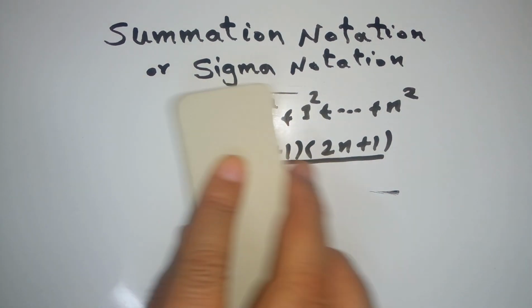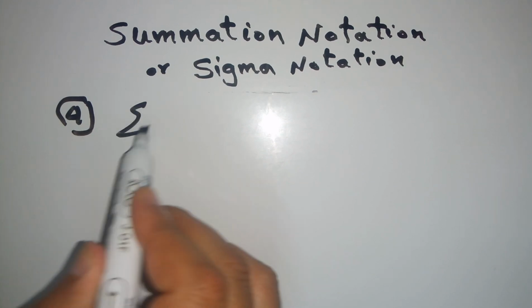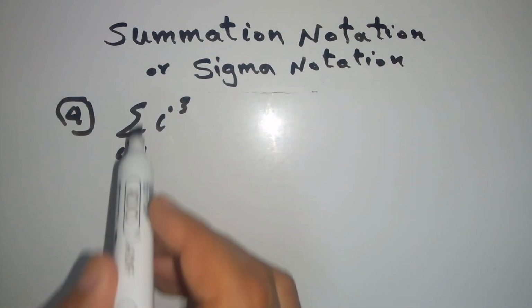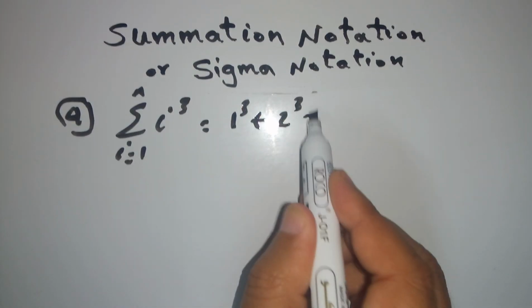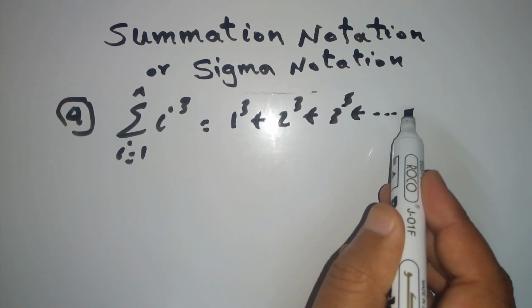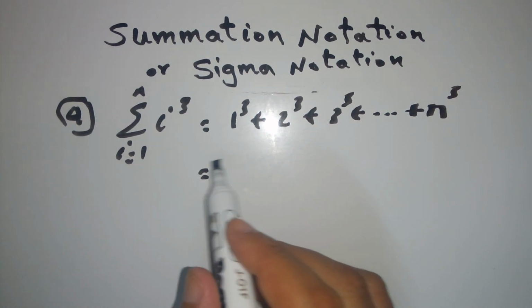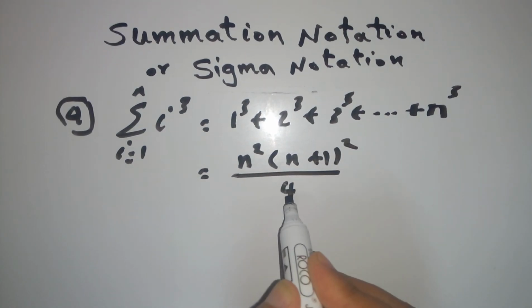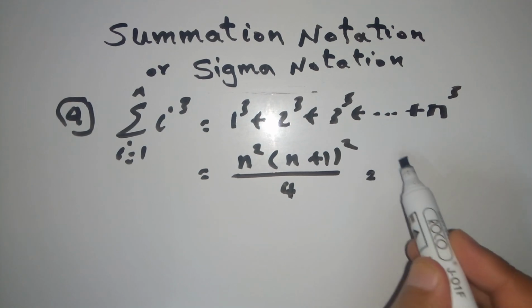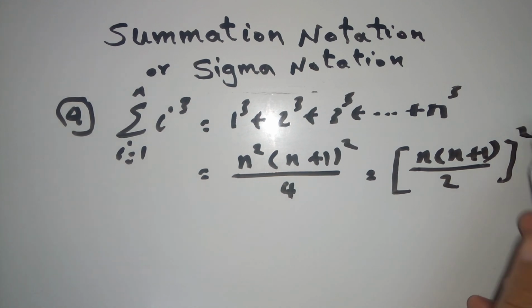The next, number 4, is the summation of i cubed from i equals 1 to n. If you expand it, it will be 1 cubed plus 2 cubed plus 3 cubed plus up to n cubed. If you find this sum, it's going to be n squared multiplied by n plus 1 all squared, divided by 4. Or you can write it as n multiplied by n plus 1 divided by 2, all squared. I think this is the square of the summation of i.